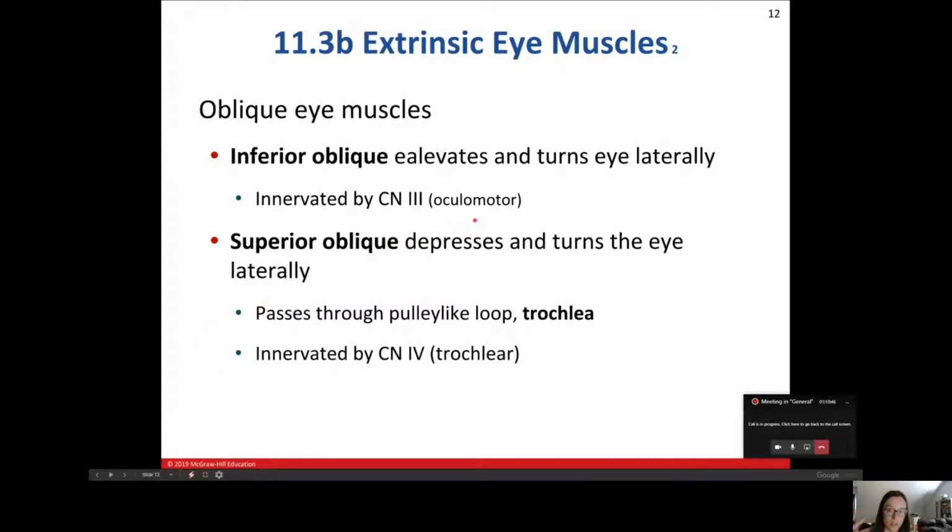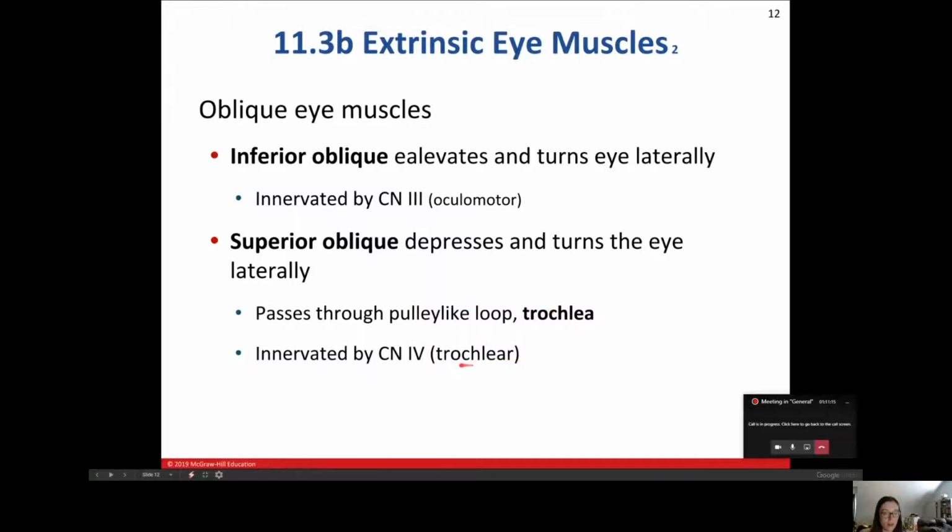Now I said there's 2 others called the obliques, and these oblique eye muscles, we have an inferior oblique. Instead of going straight back from the eye all the way back, they go at an angle. And so the inferior oblique elevates and turns the eye laterally. This one is also going to be innervated by cranial nerve 3. It innervates most of them. The superior oblique depresses the eye and turns the eye laterally. And so this one passes through a pulley-like loop called the trochlea, and it's innervated by cranial nerve 4, the trochlear nerve, right?